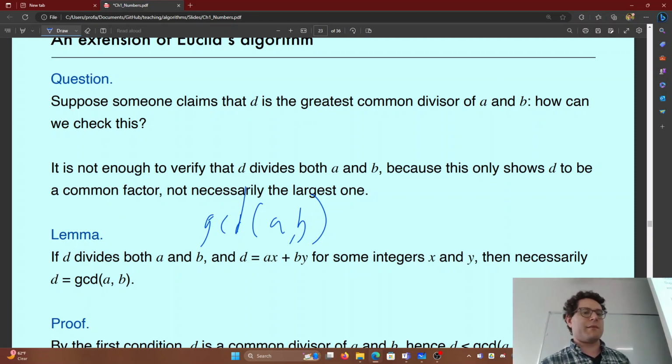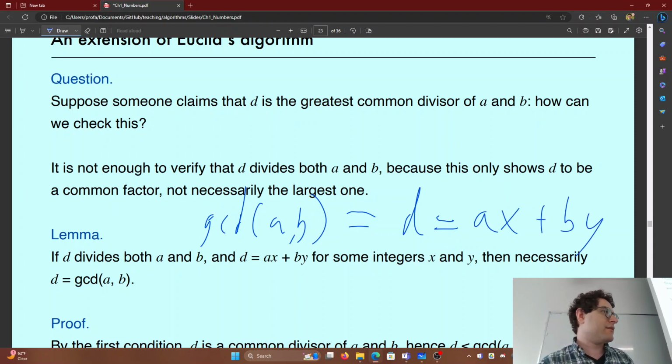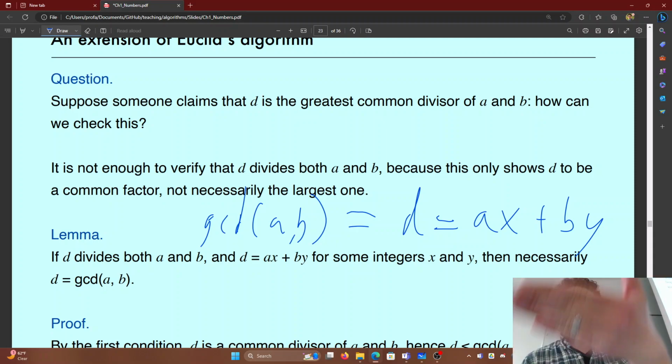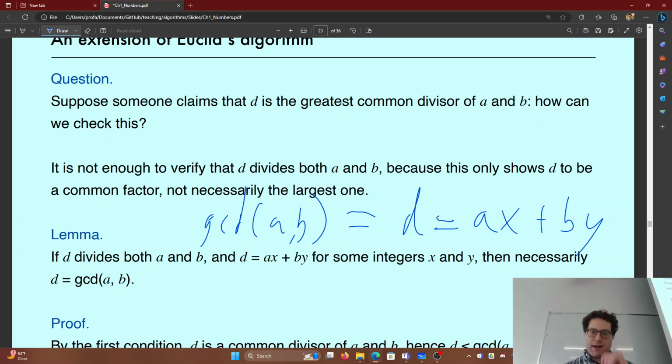If you've got some greatest common denominator of A and B, first off, that's going to be D, no matter what. It divides both of them, okay? And we know it divides both of them. Now, this D, this greatest common denominator, can be expressed in the form of AX plus BY, where A and B are the numbers we're finding the greatest common denominator of.